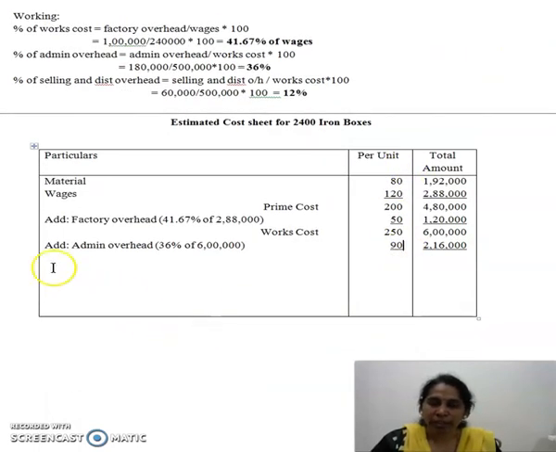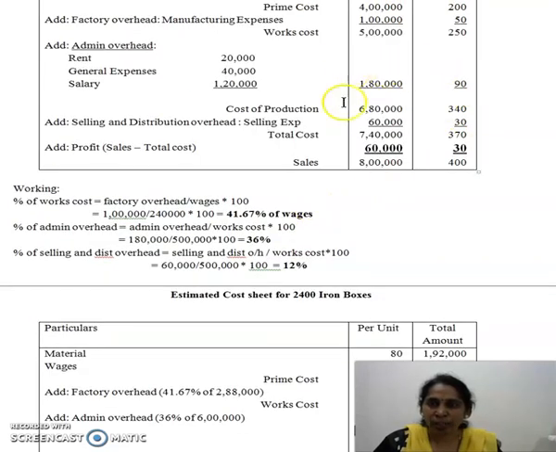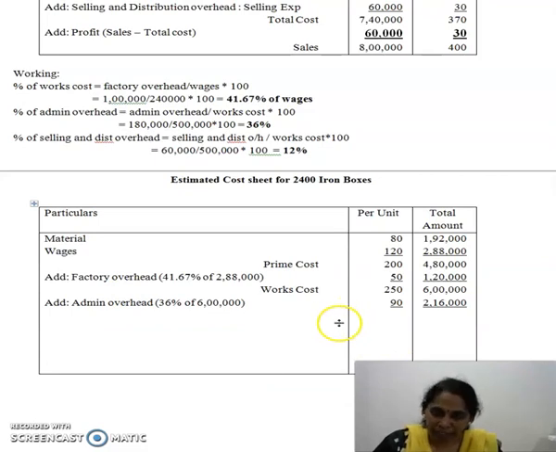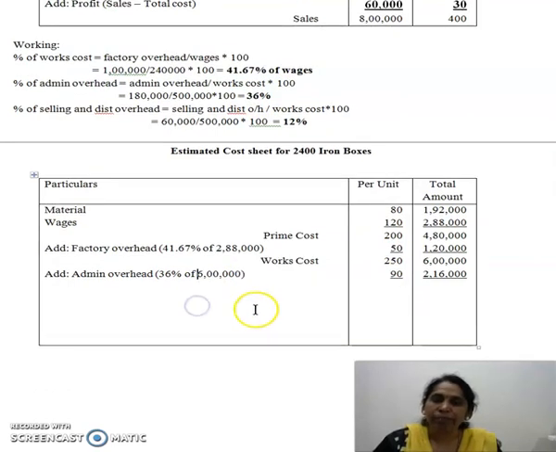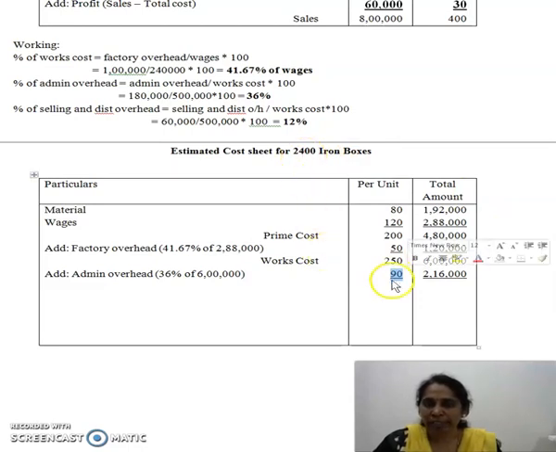Okay, some books will follow administration overhead as fixed. If it is fixed, we will take the total amount as the same, that is 1,80,000, as it is. But in this problem, we are taking the percentage as the base, and based on the percentage we have calculated the admin overhead. So 6 lakhs into 36%, you got 2,16,000. This 2,16,000 is for 2,400 units. Then how much is for 1 unit? So 2,16,000 divided by 2,400, it is coming 90 rupees.